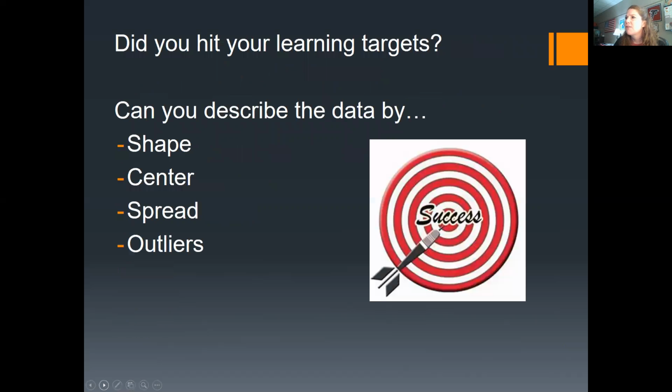All right, you guys, did you hit your learning target today? Can you describe data by its shape, the center, the spread, and the outliers? I hope so. If you need me through the week, let me know.